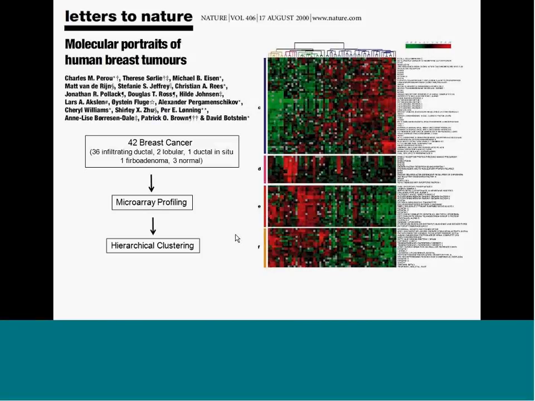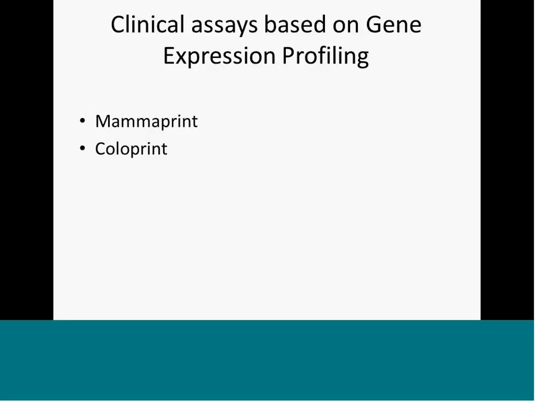A lot of people don't use it as much. We're all moving off to sequencing. But we are still using gene expression to classify tumors, and the question is, is that clinically relevant? Well, I'll show you two examples that are being used, called MammaPrint and ColoPrint, and this is probably the equivalent to the Oncotype DX in breast and colorectal cancer.